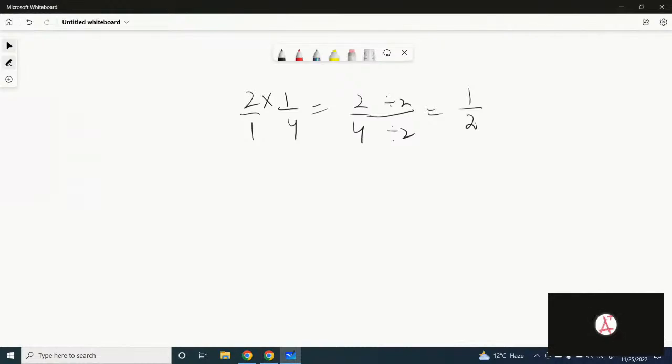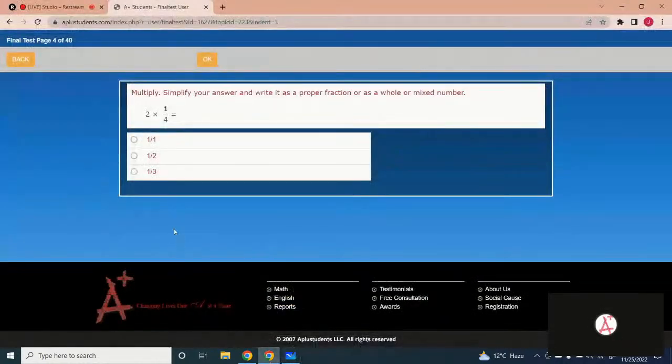Got it? Just select the correct option and click on the OK button.